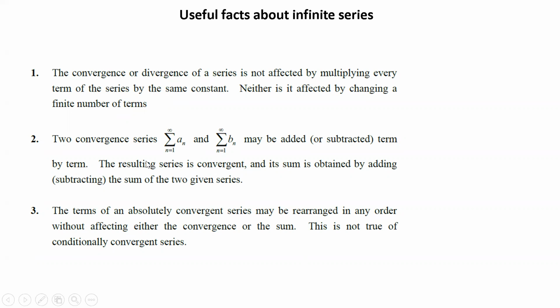And the second one is that if I have two series which are both convergent, and I add the two series together or subtract the two series term by term to form a new series, then the resulting series will still be convergent. And the sum is just equal to adding the two sums.